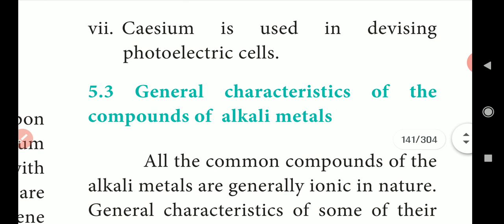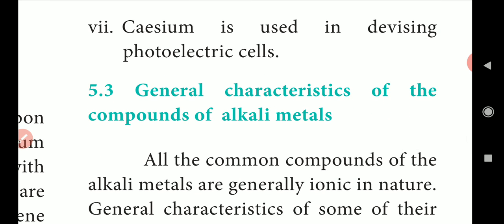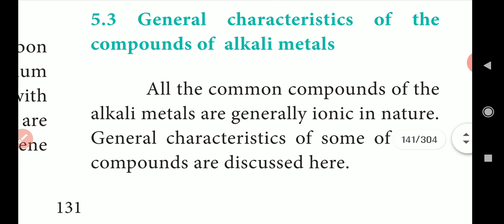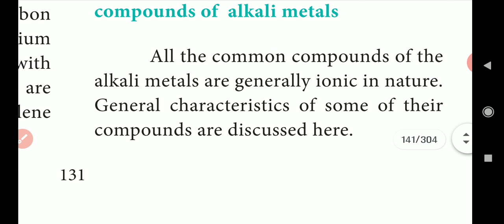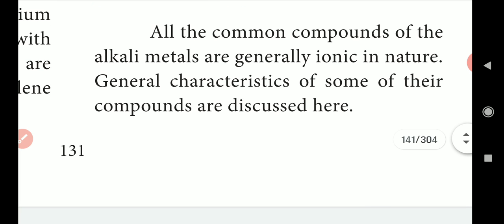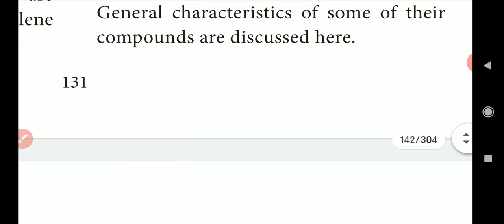Now we will discuss some important general characteristics of compounds of alkali metals. All the common compounds of alkali metals are generally ionic in nature. The s-block elements combine with p-block elements to make ionic compounds. These are the general characteristics, and now we can discuss their other compounds.